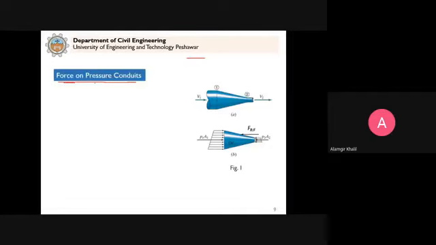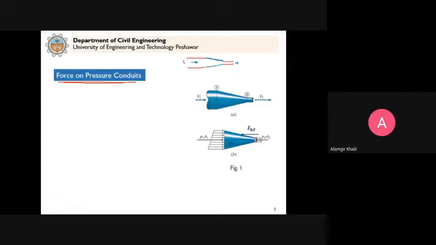Now forces on pressure conduits here. So we have, let's say, a larger diameter pipe here, and we want to connect it to a smaller diameter pipe. So how do you connect this? This is just an example. So in this case, when we want to connect a larger diameter pipe with a smaller diameter pipe, we provide a reducer. This is a reducer. This is what you see here, which is shown in this diagram. So this reducer we provide here.